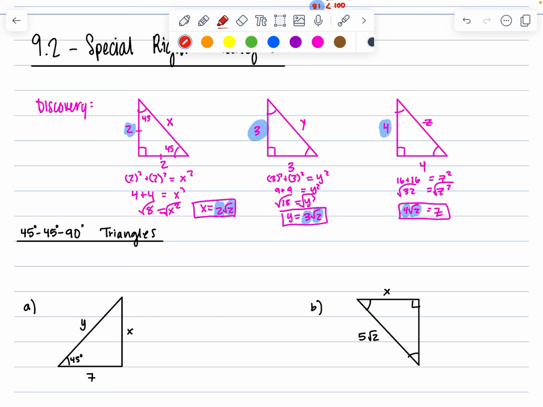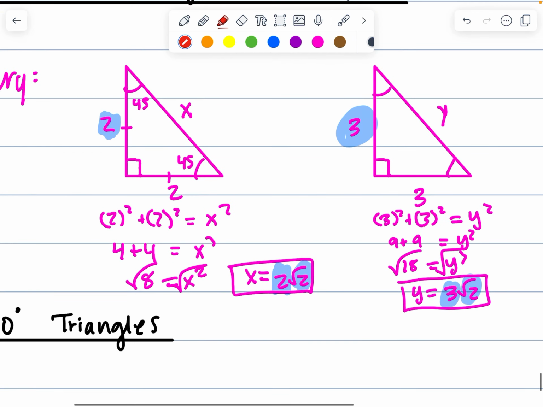It's kind of like Pythagorean triples. If you recognize a Pythagorean triple, the problem becomes significantly easier to do. If you recognize it's a 45, 45, 90 degree triangle, this problem becomes a lot easier to do. You can jump straight to the conclusion that if this is a 45, 45, 90, then the hypotenuse will be equal to 2 times root 2 because this is the leg.